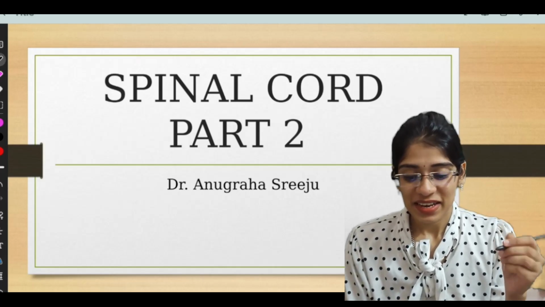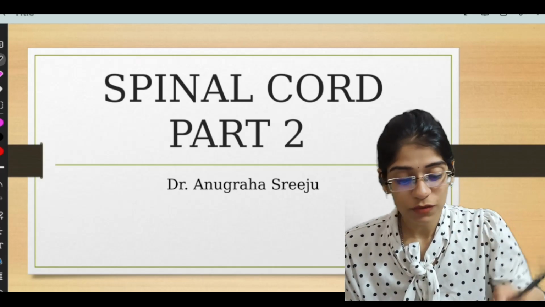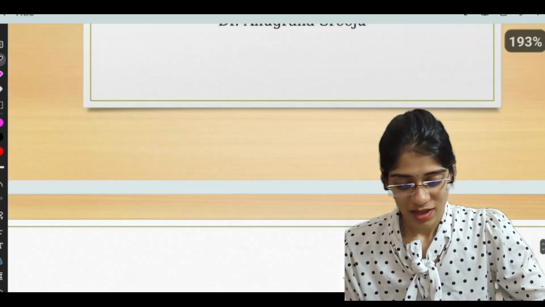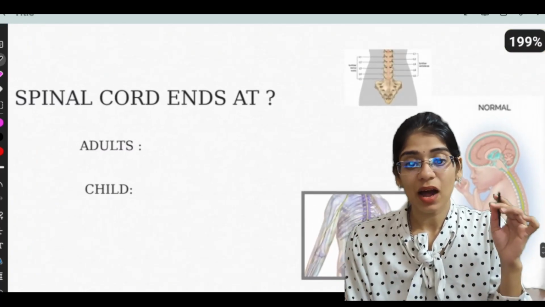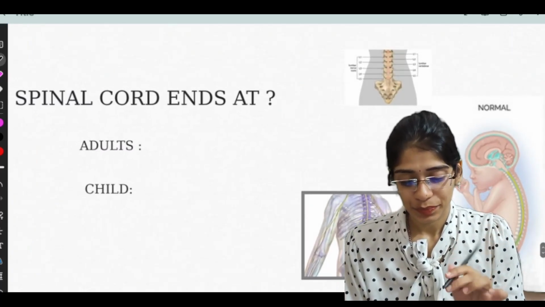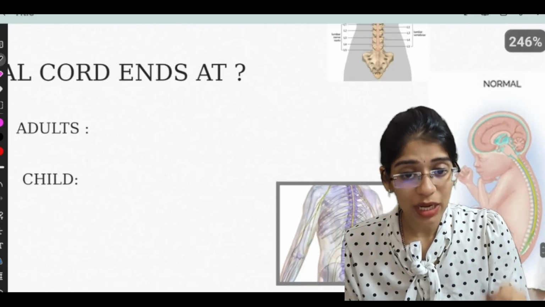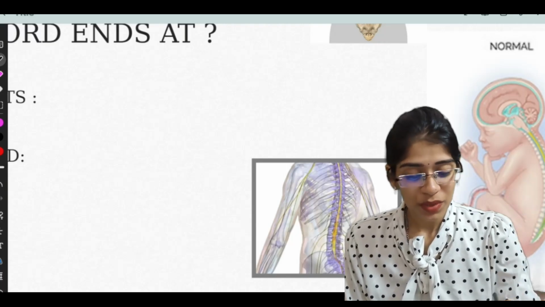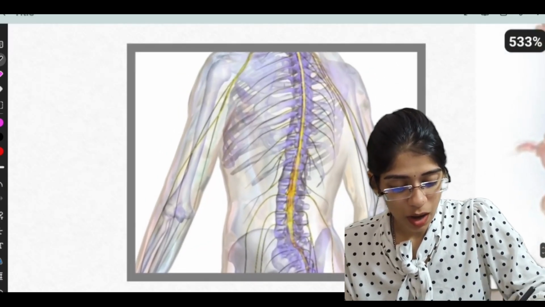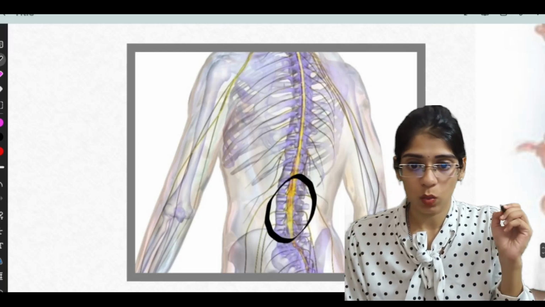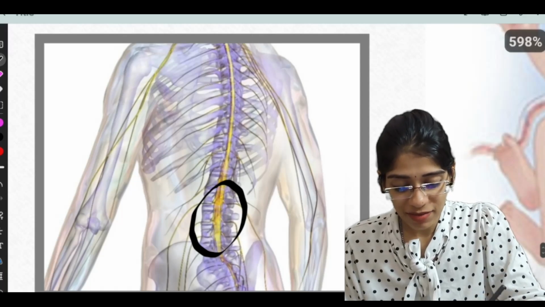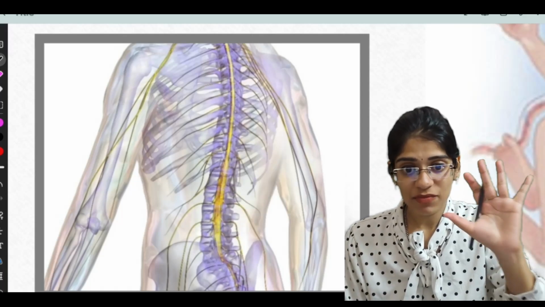Hi friends, now let's start with anatomy of spinal cord part 2. So where does our spinal cord end? Remember, I told you about the vertebrae, right? We have cervical vertebrae, thoracic, so on. So you see this part, this is a lumbar vertebrae, that you know. And how many lumbar vertebrae we have? We have 5 lumbar vertebrae.